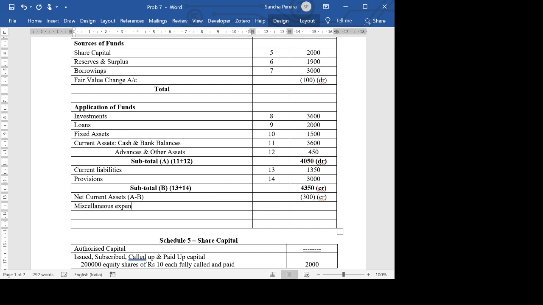Miscellaneous expenditure. Now we don't have anything under this miscellaneous expenditure. But why I'm showing it is because it has a schedule number. I don't have anything, I'm going to show it only because it has a schedule number. And then we have another item called debit balance in profit and loss account. Again, we don't have the debit balance in profit and loss account, but I have to show it because it's part of the format. And then I come to my total.